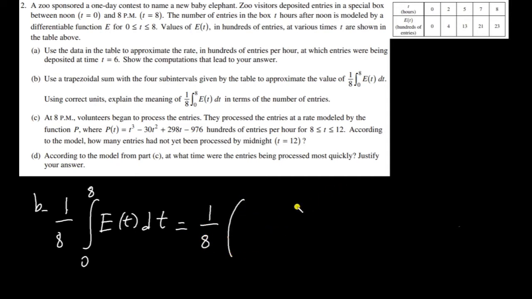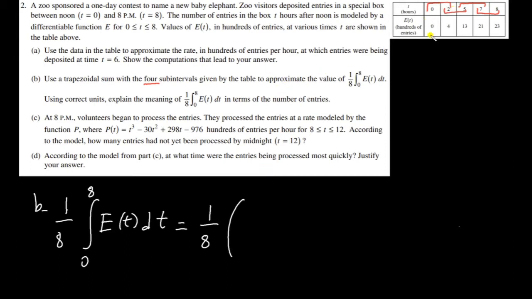So first of all, let's identify the subintervals in the table, okay? The first one is going to go from t equals 0 to t equals 2, okay? That's subinterval 1. The second goes from 2 to 5, then from 5 to 7, and from 7 to 8. Those are the 4 subintervals that they're asking for, okay? And then second, let's actually calculate the trapezoidal sum, okay?